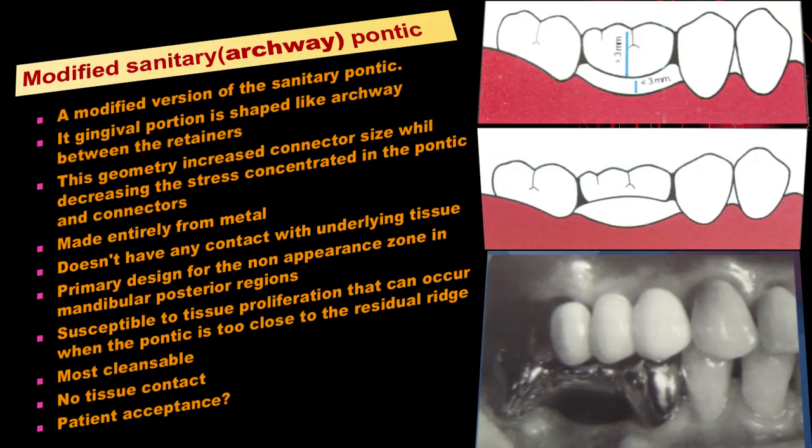It is most cleanable design, no tissue contact and patient acceptance are then questionable. اوكي معناها هنا هذا كونفكس، وهذا بدل ما يكون كونفكس غيرنا الجيومتري صار على شكل ارشواي اوكي wider the connector area اوكي وقليل، والويث مالته يقل بالسنتر، بس بنفس الوقت ما يقل عن 3 ملم اوكي. في حالة مثل ما قلنا both ديزاين نحتاج لنا سبيس بونتيك سبيس أكثر من 6 ملم.